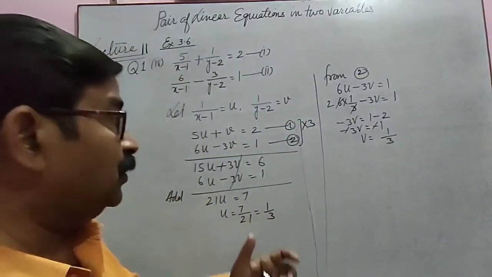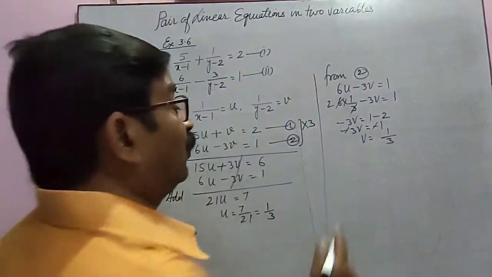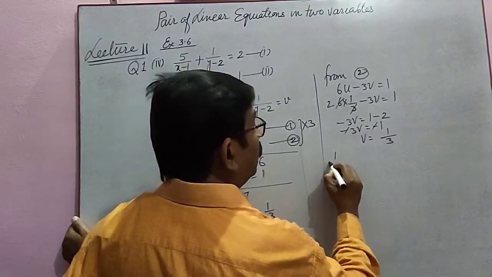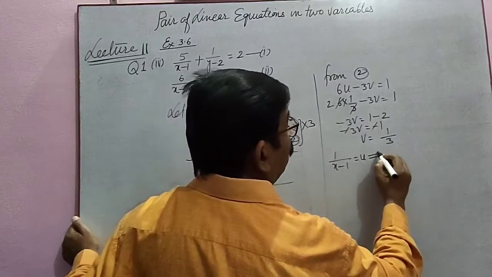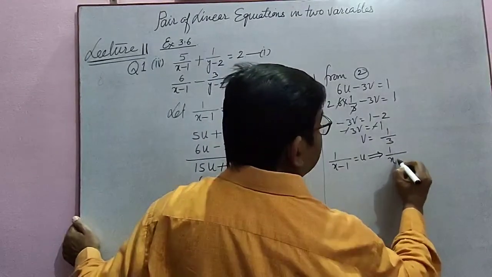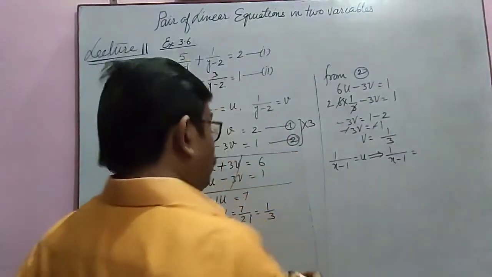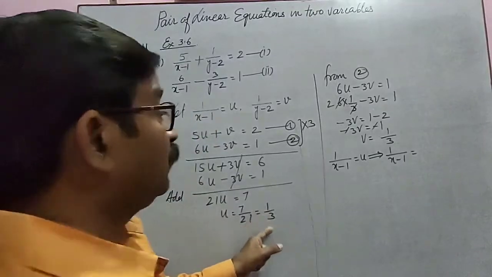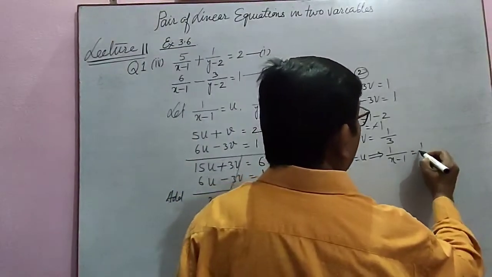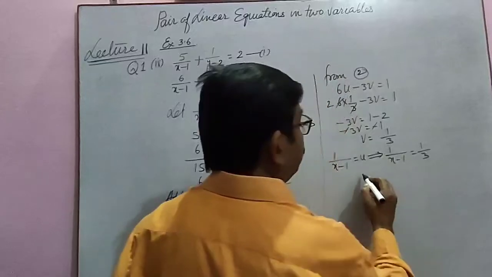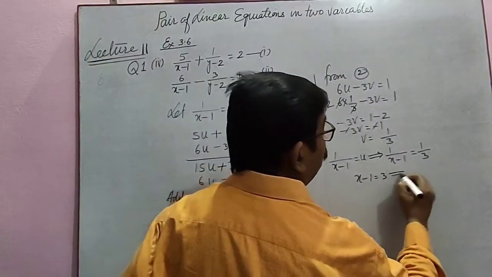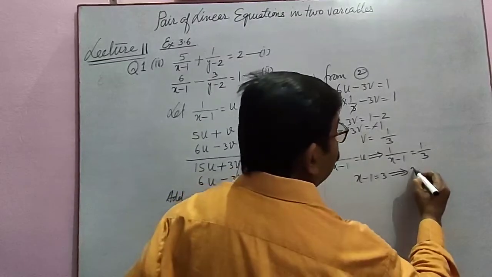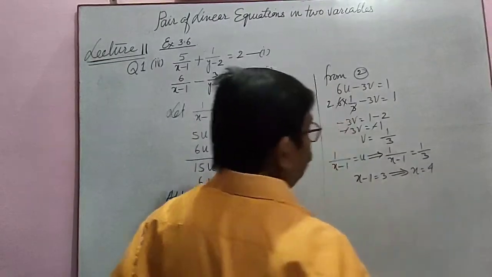Now change u and v into x and y. What were the values? 1 upon x minus 1 is equal to u. And its value was 1 upon x minus 1 is equal to, the value was what? u is 1 upon 3. So we can write 1 upon 3. Get the reciprocal. So x minus 1 is equal to 3. Send this 1 this side. So x is equal to 4.